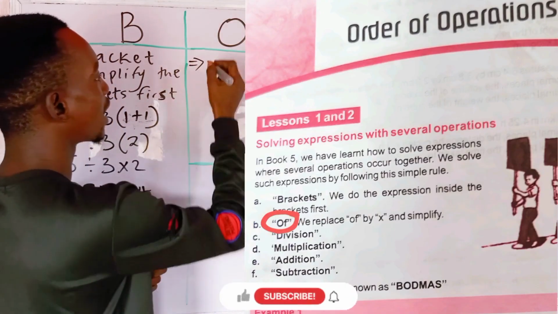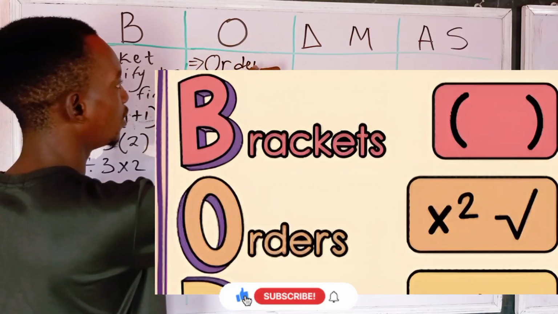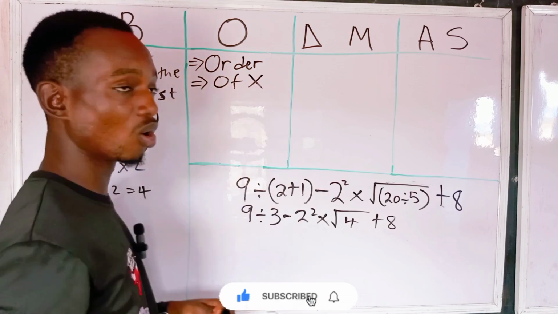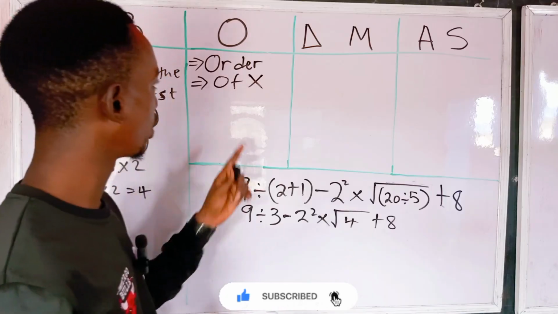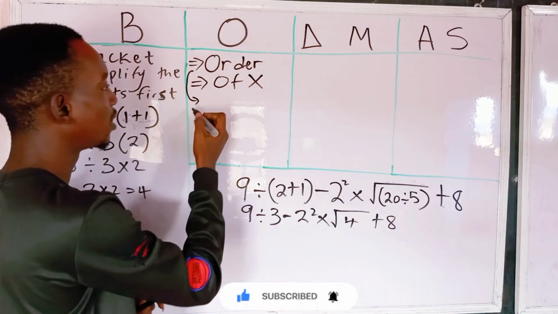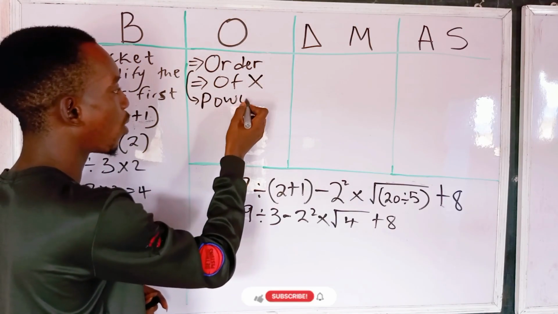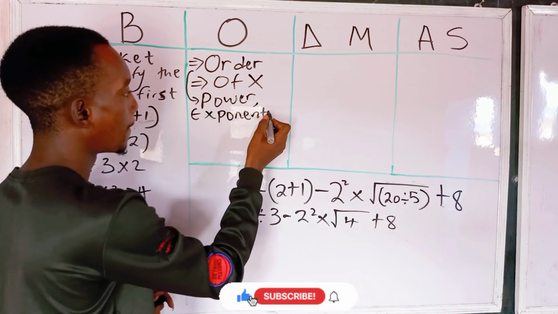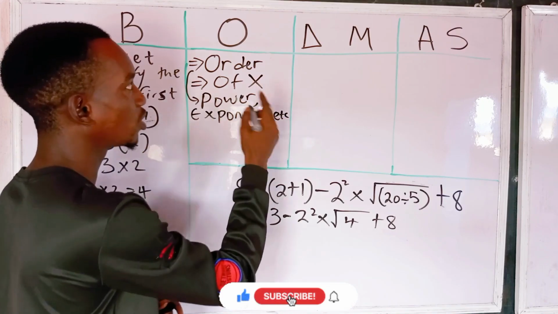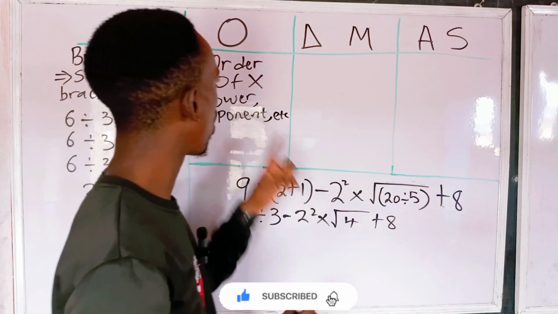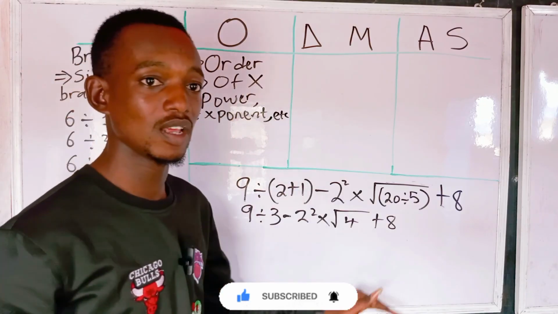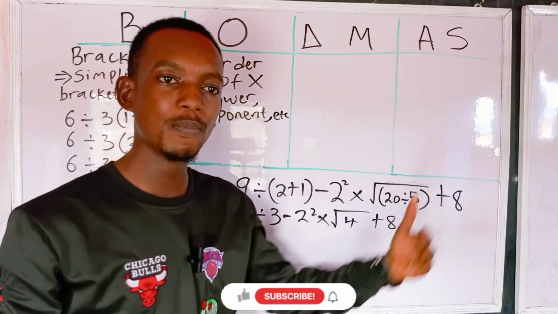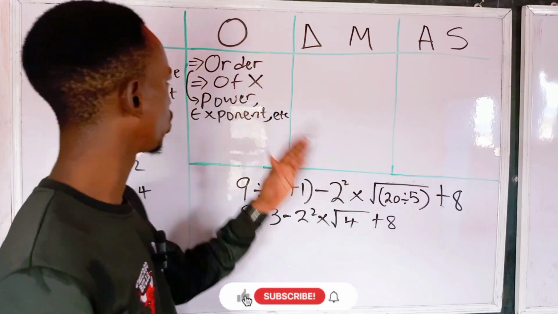Instead, O stands for order. Order, not off. Off is very, very wrong. O does not stand for off, it stands for order. And that order also means power. Order means power. It means exponents, index, etc. That's what O stands for. That is, in an operation like this, when you see power, after simplifying the bracket, you evaluate the power next, the exponent next. That's what this O stands for.